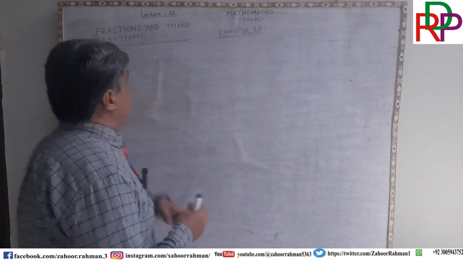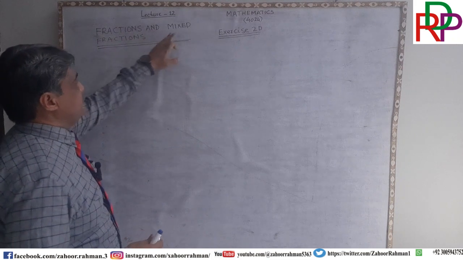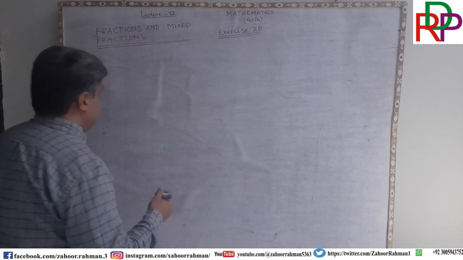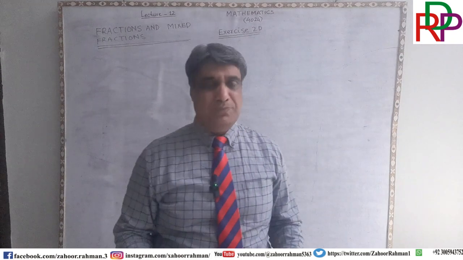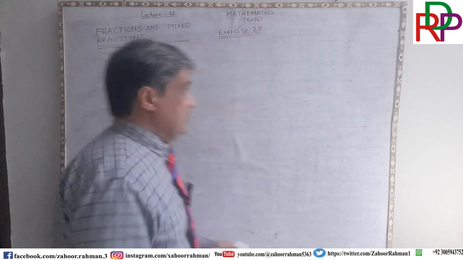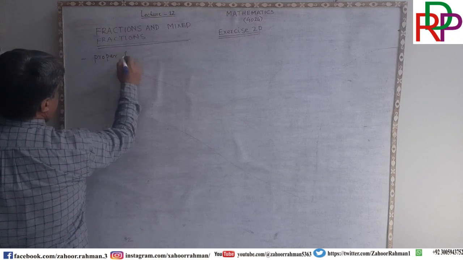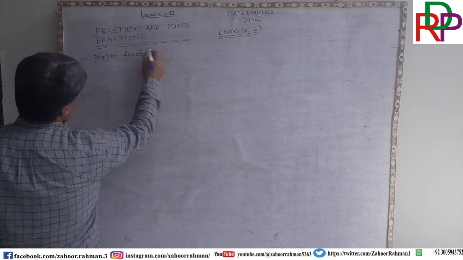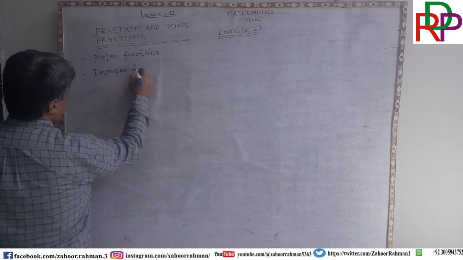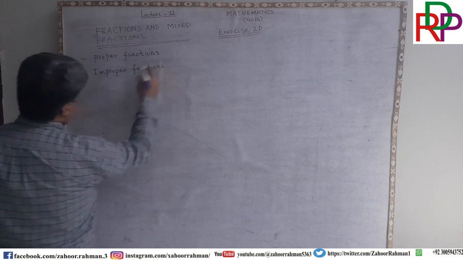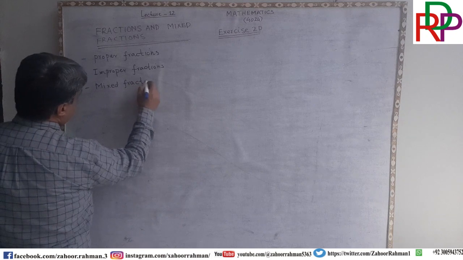Okay, let us start exercise 2D, and that is all about fractions and mixed fractions. Ladies and gentlemen, if a number can be written in the form of P over Q, then it is called a fraction. There are three types of fractions. One is called proper fractions. The second one is called improper fractions. And the third one is mixed fractions. Let us talk about these fractions.